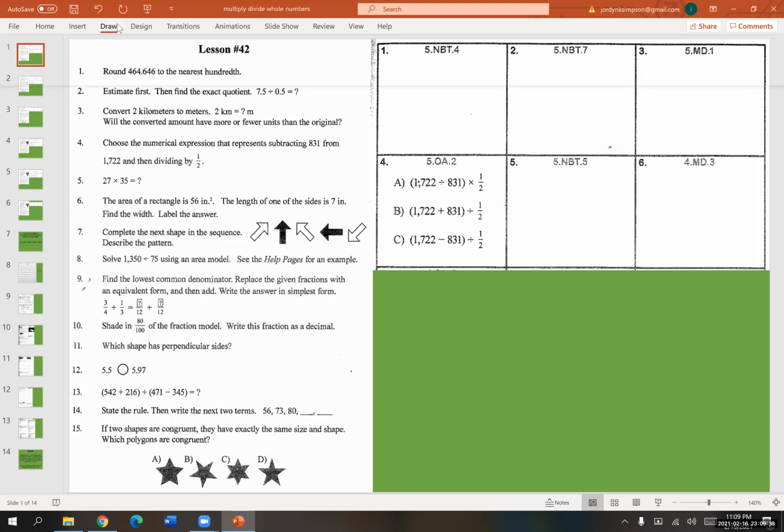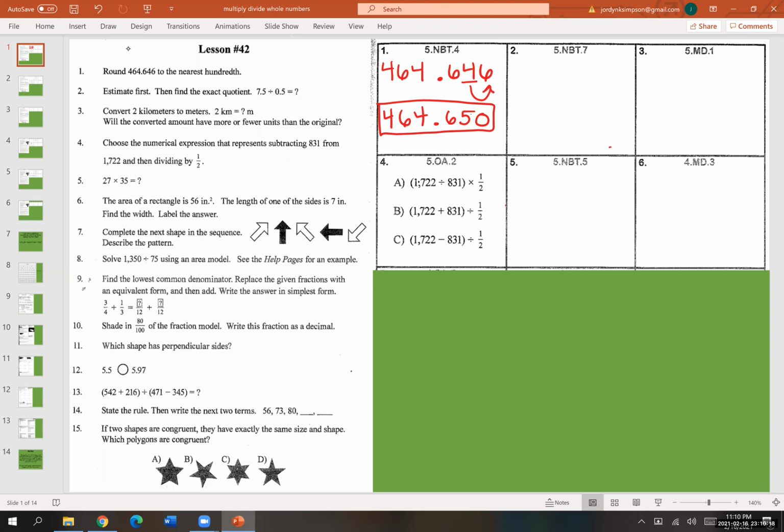For number 1, we will be rounding. Our original number we're rounding is 464 and 646 thousandths. We'll be rounding to the nearest hundredth. The digit in the hundredths place is this 4. Its neighbor is a 6. 4 or less, or 5 or more? This will be 5 or more, so we'll go up one more. 4 will turn into a 5. Everything in front stays the same. Everything behind becomes zeros. So our rounded number is 464 and 650 thousandths.